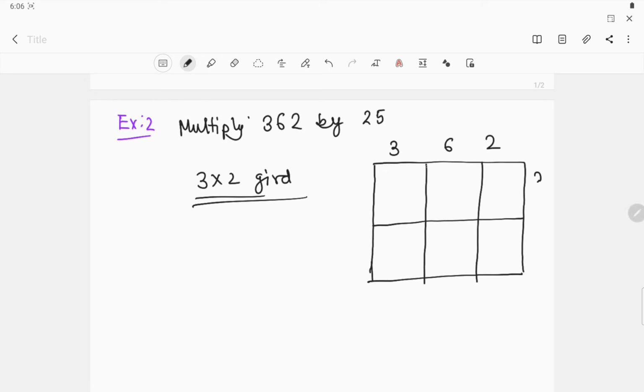Now draw the diagonals. Now you have to write the numbers along this grid. So 362 is written, and now you have to write 25 here. Now draw the diagonal.